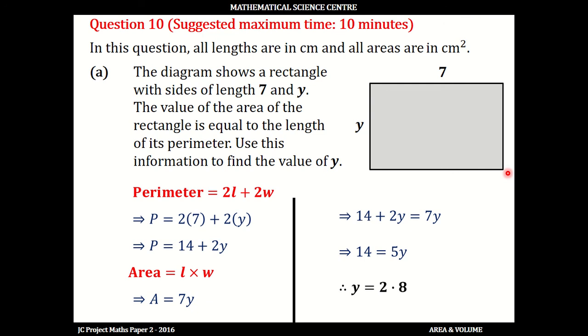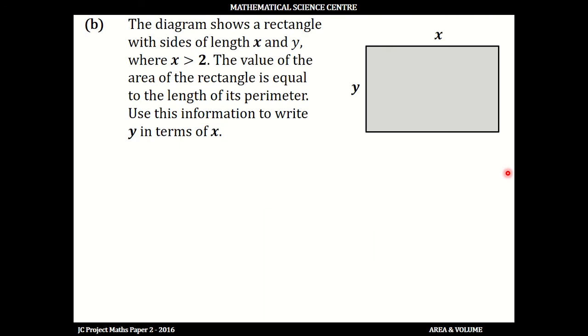Okay, next of all, in part B then, the diagram shows a rectangle with sides of length x and y, and x is some number bigger than 2. The value of the area of the rectangle is equal to the length of the perimeter. Same idea again. Use this information to write y in terms of x. So we're going to do exactly what we've done already. For this rectangle, the perimeter is the sum of all four sides. So if this is x, what's this? If this is y, what's this? y. So the perimeter is going to be two x's plus two y's.